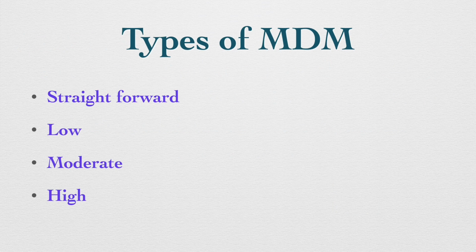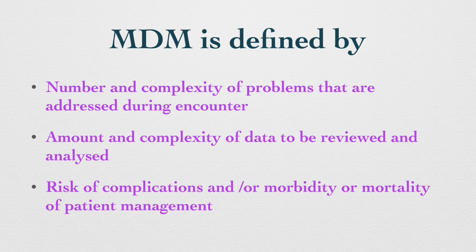The straightforward, low, moderate, and high complexity decision making are defined by three elements. They are the number and complexity of problems that are addressed during the encounter, the amount and complexity of data to be reviewed and analyzed, and the risk of complications and/or mortality or morbidity of patient management.